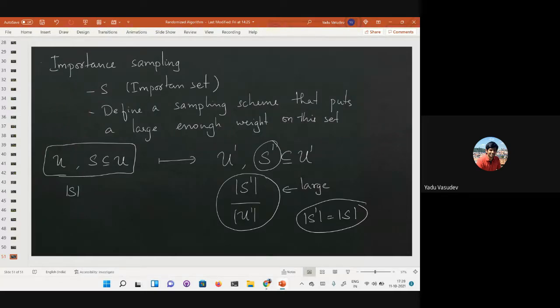So instead of looking at U, which is a set of all assignments, and S, which is a set of satisfying assignments, we will look at a related set U prime and a set S prime in U prime, and define this sampling scheme, which will put a lot of weight on S prime, so that you need fewer samples to actually estimate the size of S prime.